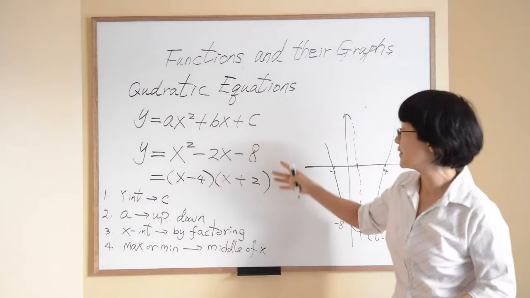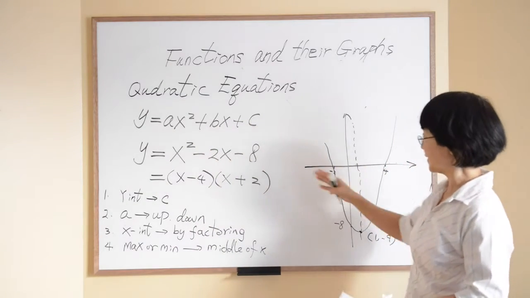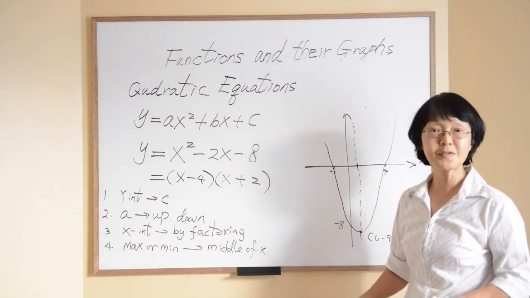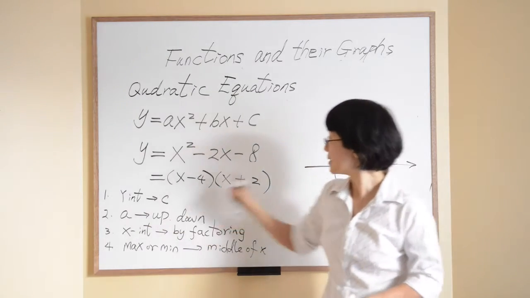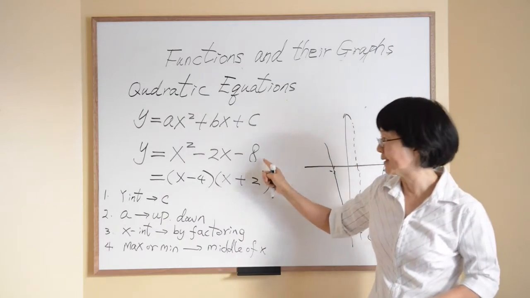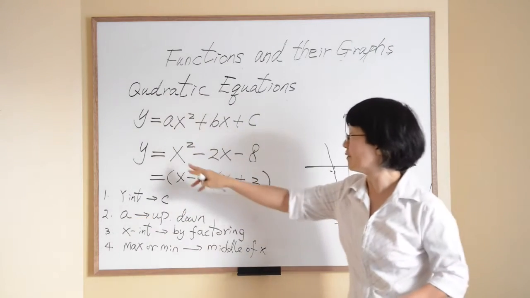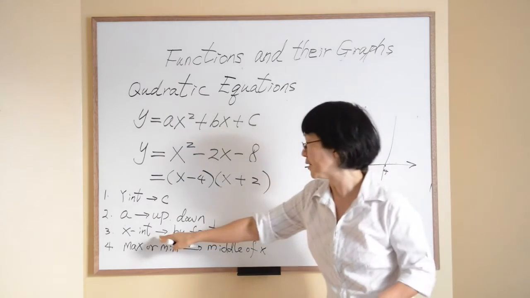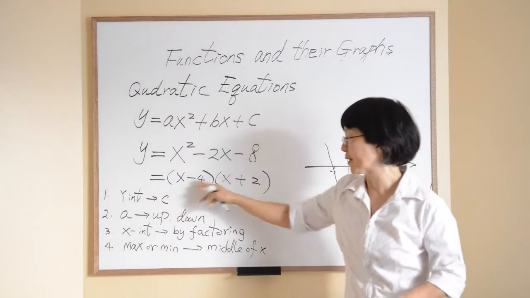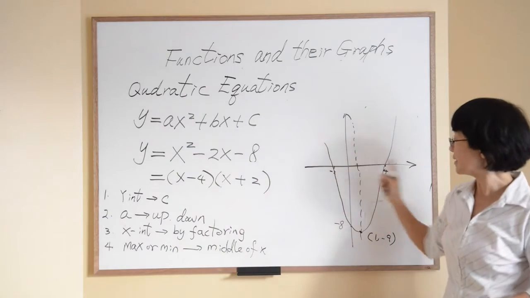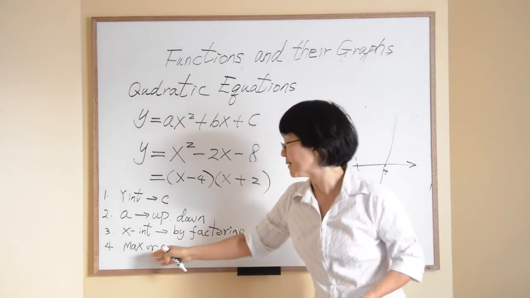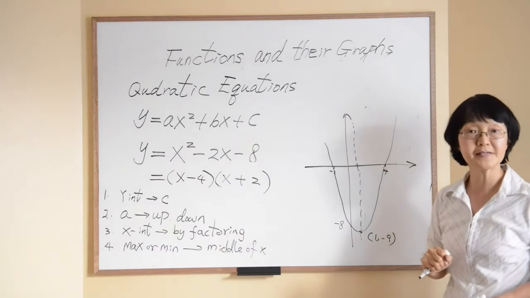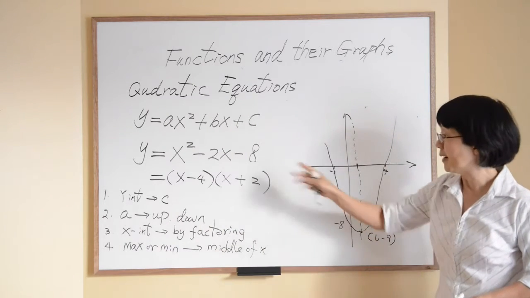So we have learned the graph representing this function, right? The important things you learned are: C tells you the y-intercept. And then A, if it's positive, opens up; if it's negative, opens down. And then you know the x-intercept by factoring, like that. And then you know the maximum or minimum by going to the middle of the two x-intercepts. That's how you find all these values.